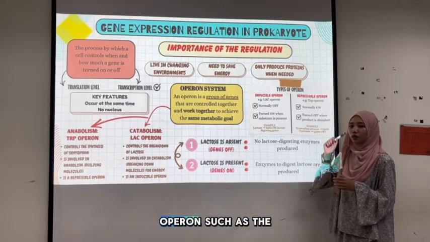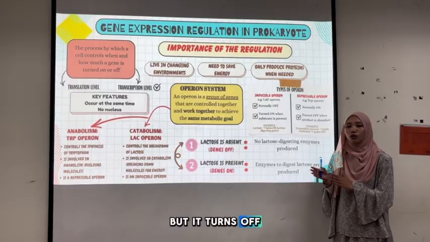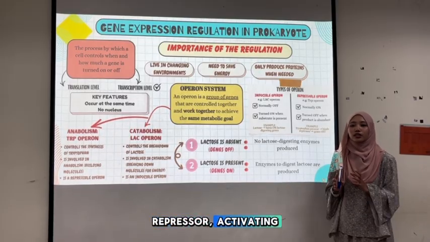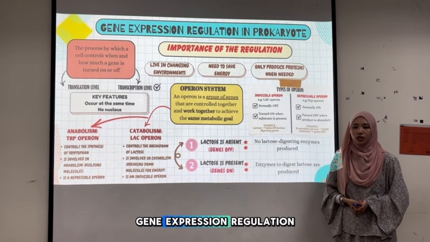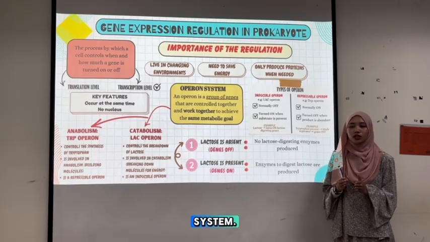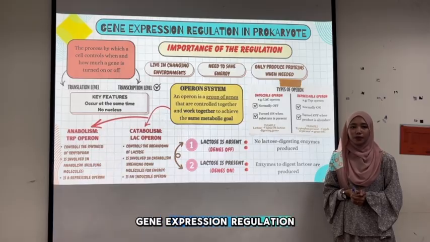The second is the repressible operon, such as the trp operon. This operon is normally on, but it turns off when there is enough tryptophan present. Tryptophan binds to the repressor, activating it and stopping transcription. So, overall, gene expression regulation in prokaryotes is fast, efficient, and mainly controlled at the transcription level using the operon system. Next, Nipah will explain how gene expression regulation happens in eukaryotes.